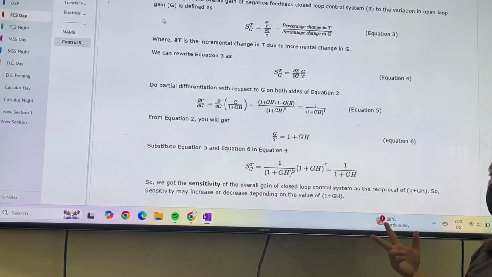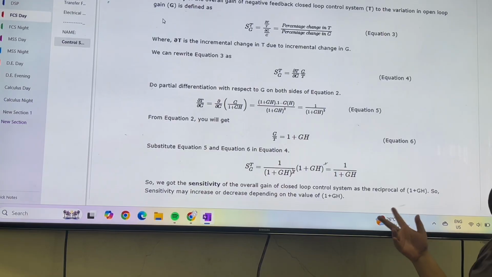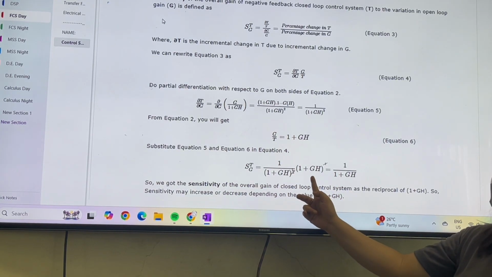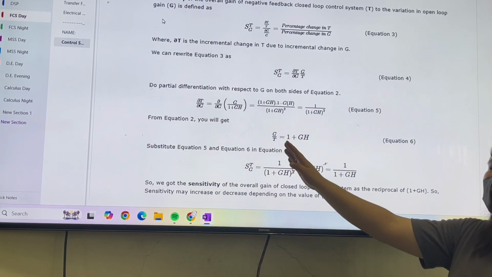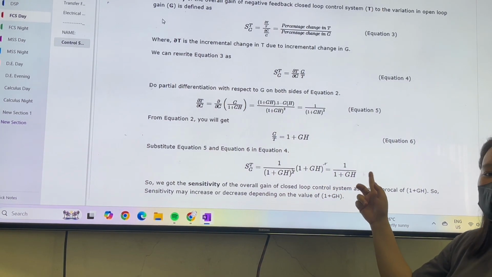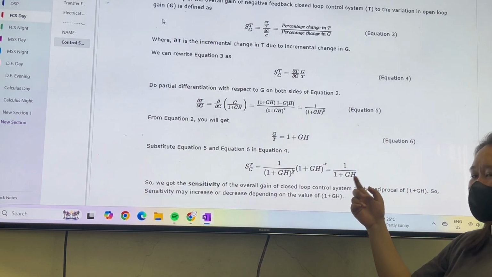Plus GH, of the negative feedback control system. So multiply it by partial T with respect to 2 minus G. 1 minus 2 is negative 1. Negative 1, and the denominator. So, we put 1 all over 1 plus GH.